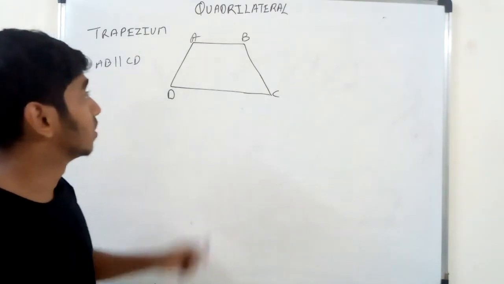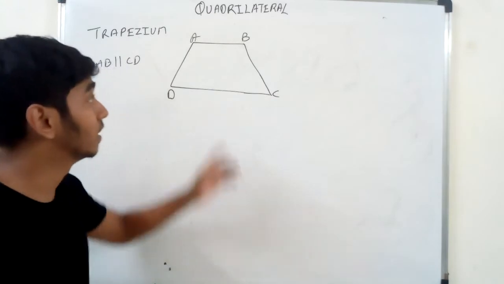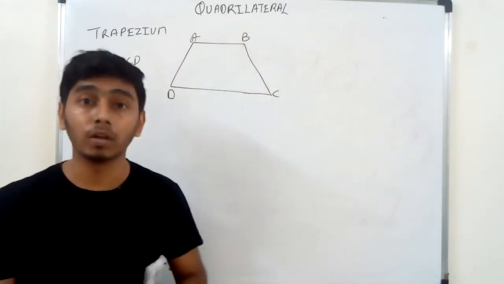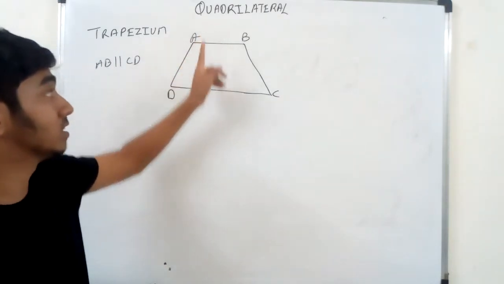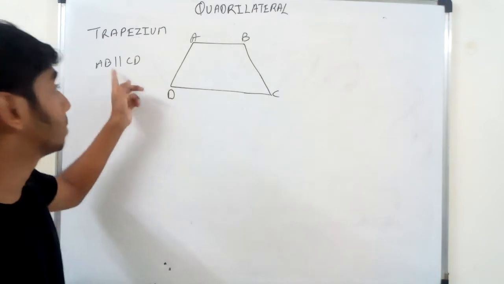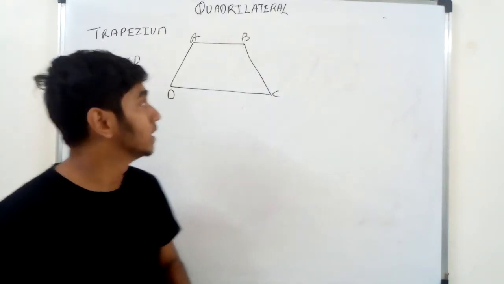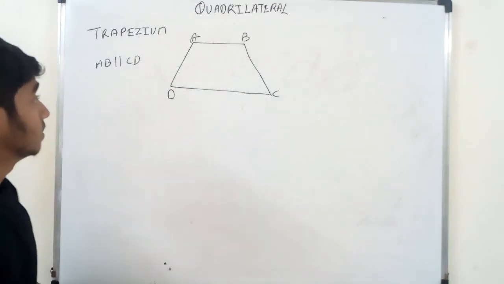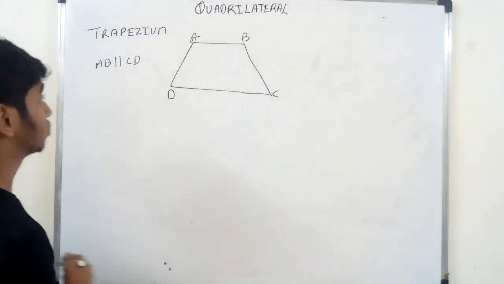So there is no other condition for it, neither other sides congruent nor angles congruent, no other condition, just considering one pair of opposite sides, and they should be parallel. So I hope you have understood what is trapezium, just one condition. Now what is isosceles trapezium?